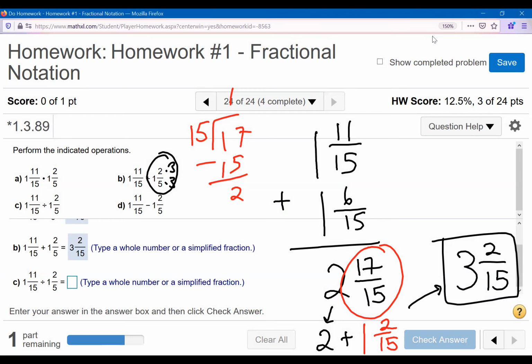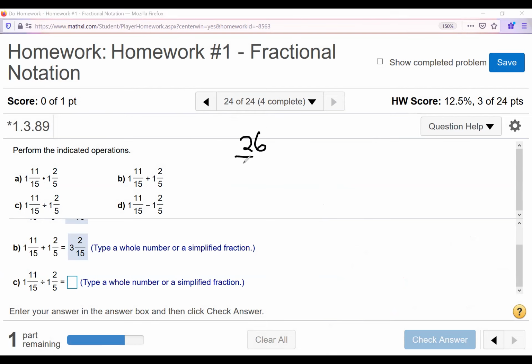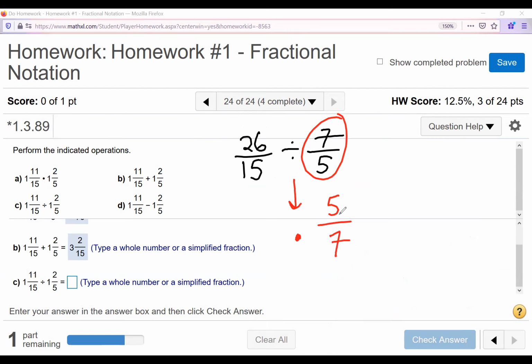All right, next part C, we get to divide. Okay, so we still start by changing them into improper fractions. So we did that for part A, 26/15 divided by 7/5. This time, because it's division, keep, change, flip. So we're going to change division to multiplication and then change that second fraction to the reciprocal. So 7/5 becomes 5/7. Okay, so 26/15 times 5/7.